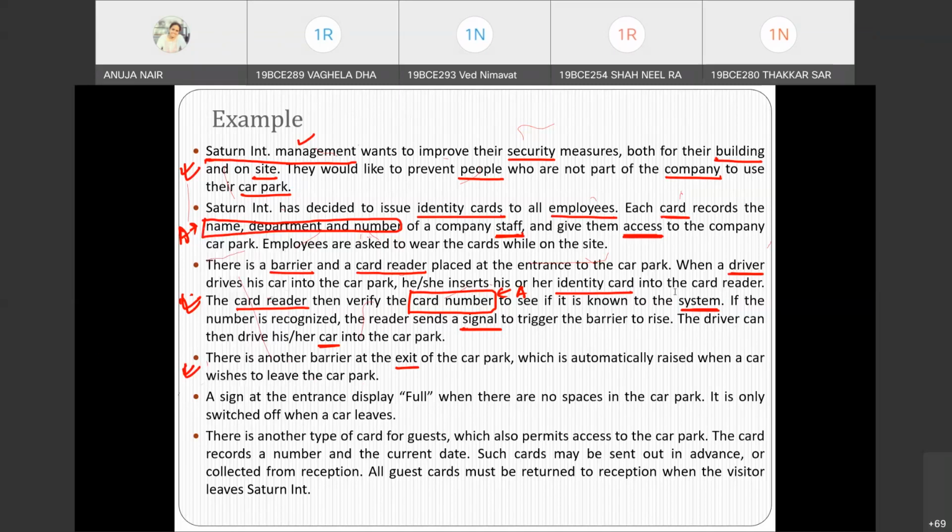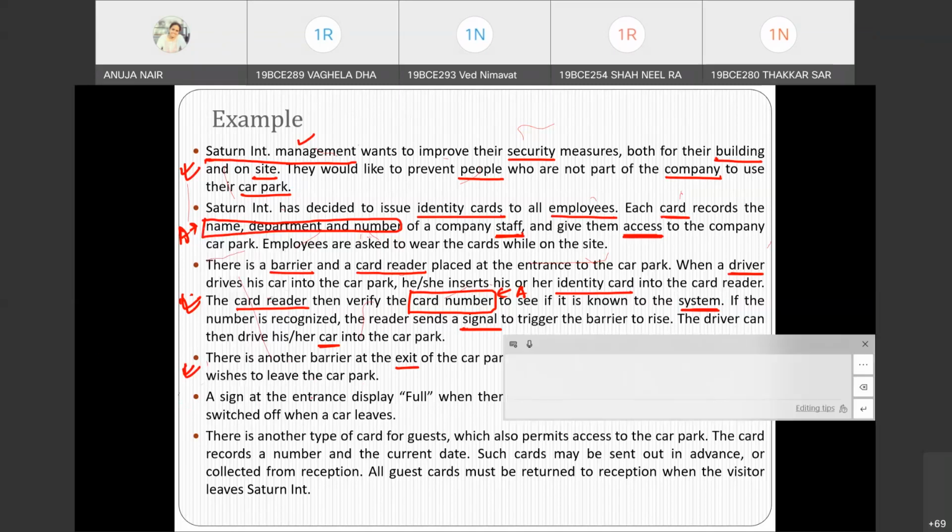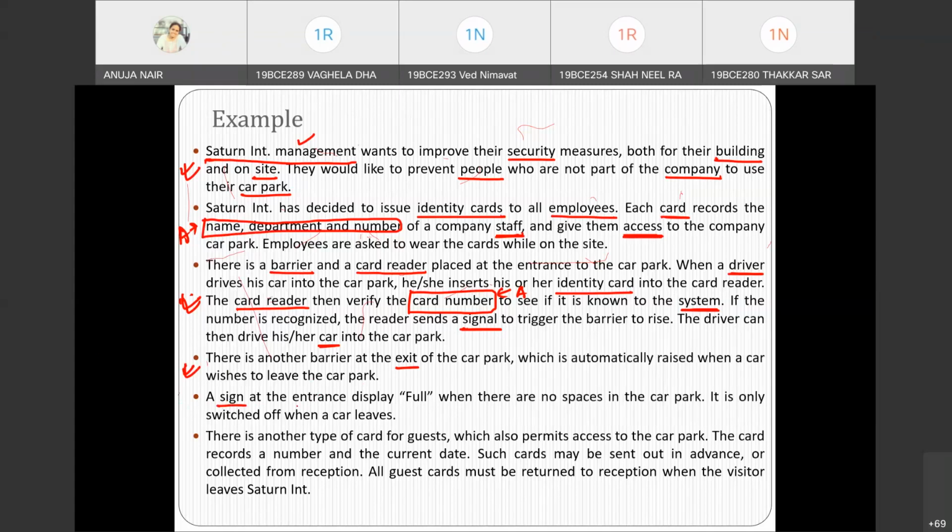Yes, now the next one, entrance. Okay, can I say sign? Sign, entrance. This is a value of an attribute, full. So this is a value. Anything else? So this is also done.